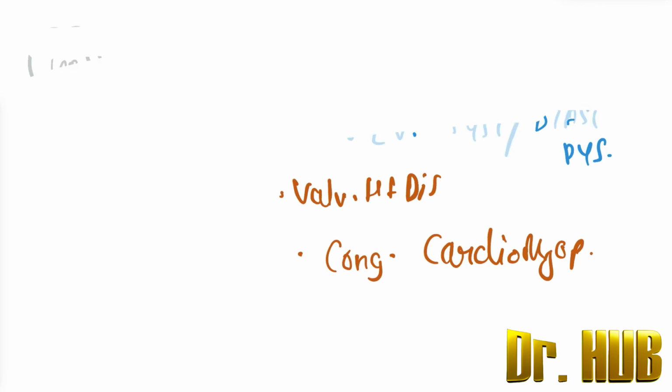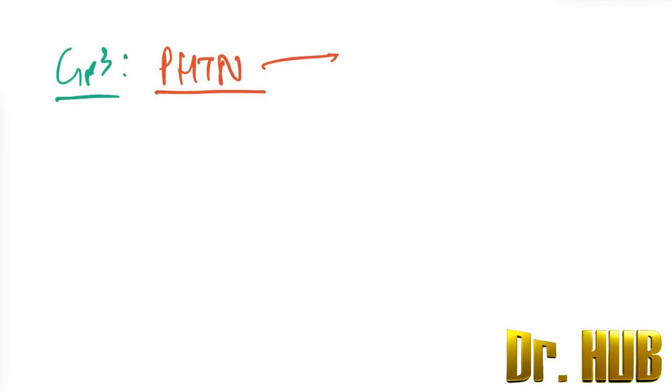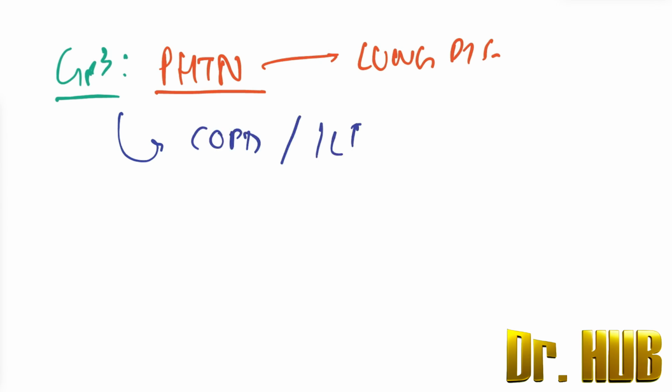Then we move on to group 3. Here in group 3, it includes pulmonary hypertension, PHTN, associated with lung disease. So what are the causes? Causes can be COPD, interstitial lung diseases, as well as sleep disordered breathing.